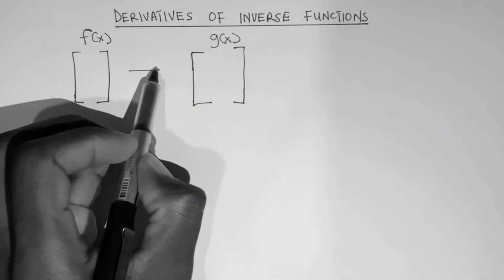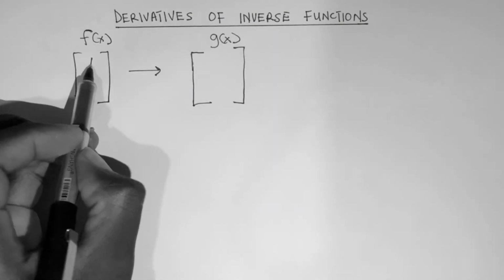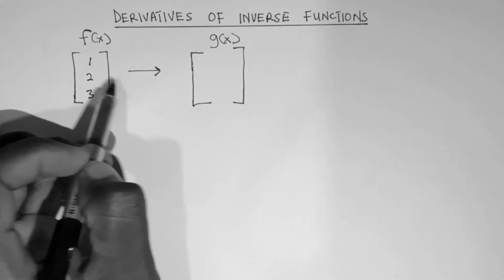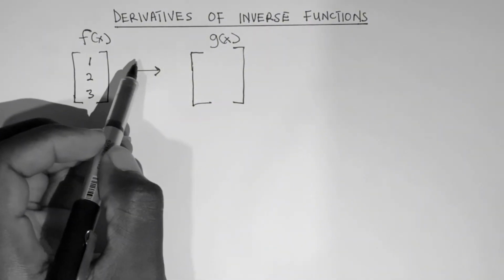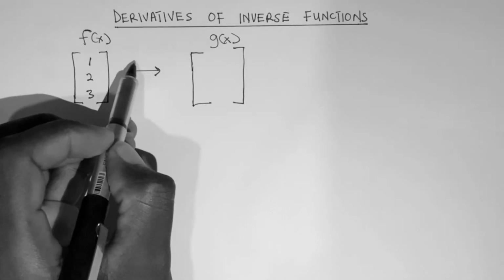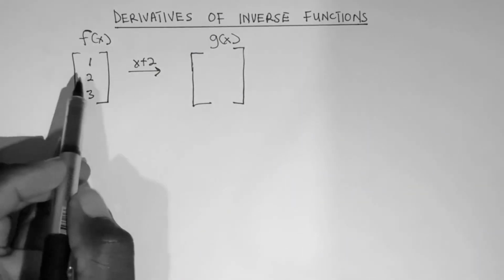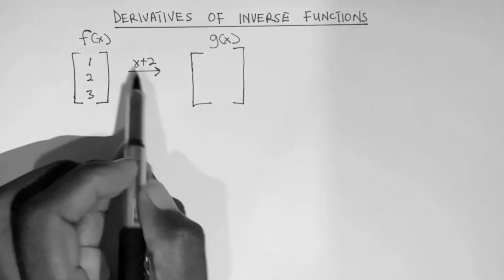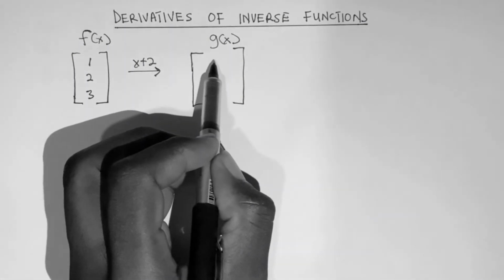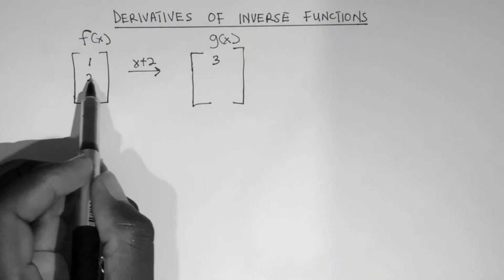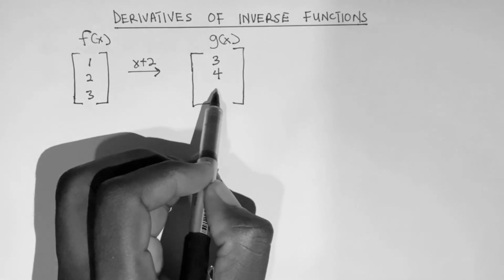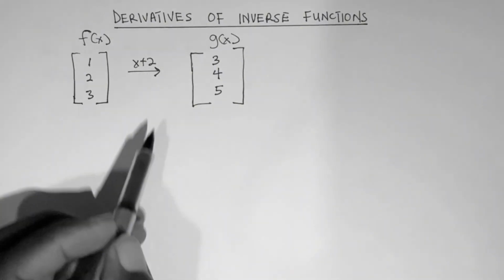So now, let's assume that this contains 1, 2, and 3. And then let's assume that f of x is working by a certain rule, which is x plus 2. So in this case, the first one will have 1 plus 2 is 3. So here will be 3. And then 2 plus 2 is 4. So here will be 4. And then 3 plus 2 is 5. So this place will be 5.